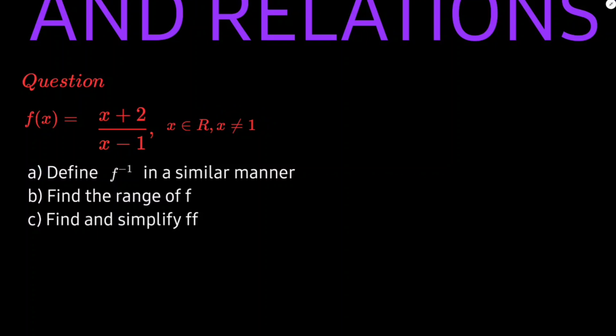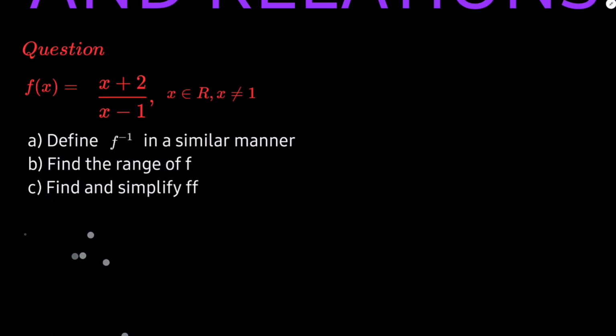A says define f inverse in a similar manner, B says find the range of f, and C says find and simplify f of f. Okay, so let's start with the A part. The A part says we should define f inverse in a similar manner.